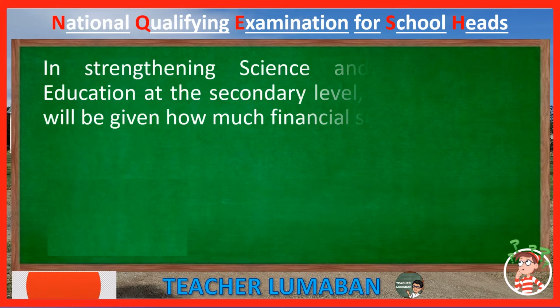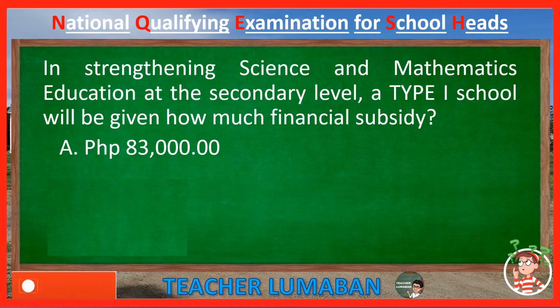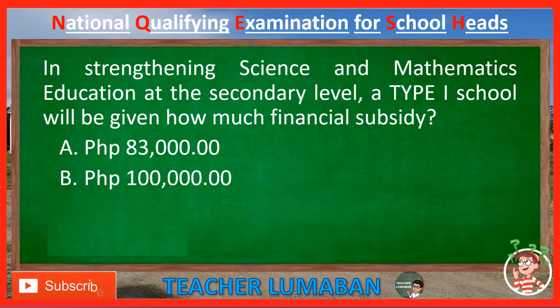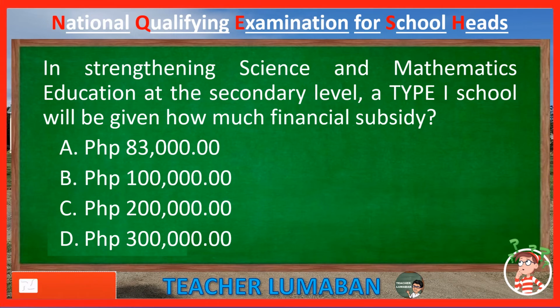In strengthening science and mathematics education at the secondary level, a Type 1 school will be given how much financial subsidy? Letter A, 83,000.00 pesos. Letter B, 100,000.00 pesos. Letter C, 200,000.00 pesos. Letter D, 300,000.00 pesos. Choose the suitable answer based on the given choices in 5 seconds.